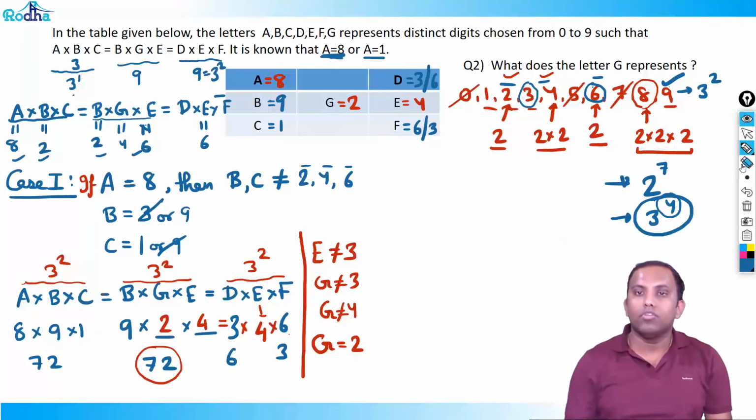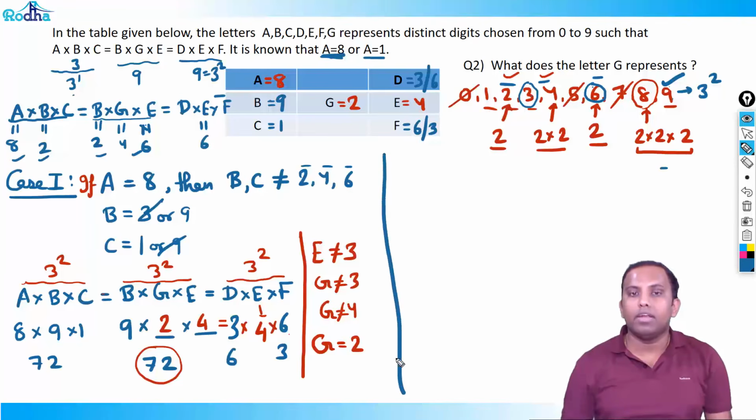Okay, 4 3s and 2 7s are here, right? So let me make these cases here now. I'll just make these cases quickly. Okay, so my case 1 was if A is equal to 8. Similarly, you should form case 2. You should form case 2 with A equal to 1.